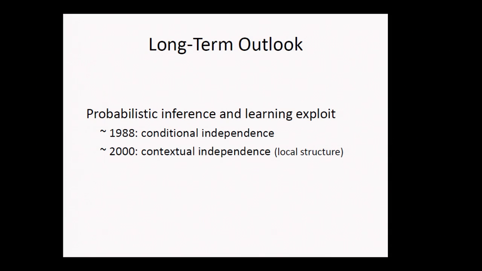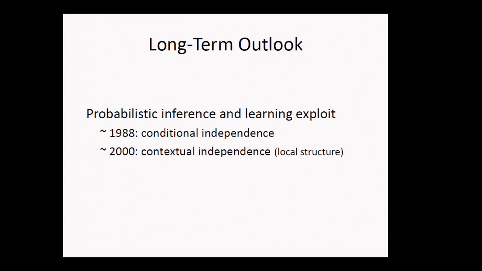So this field started when in '88, Pearl showed that you can go from a very large table that captures your probability distribution, to some kind of factorized representation where you use conditional independence to get a very compact representation of a probability distribution, and at the same time build very efficient algorithms that exploit this conditional independence to do efficient computations.